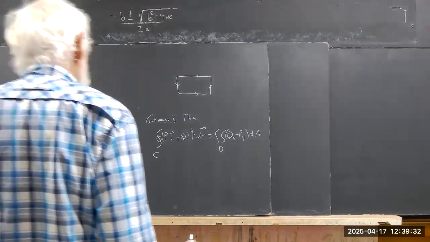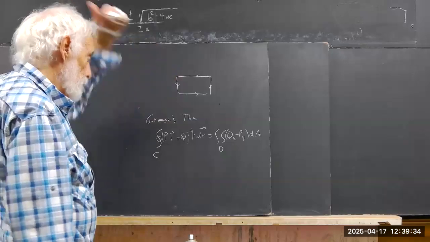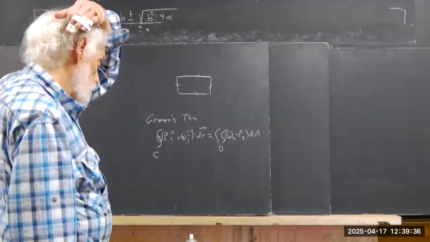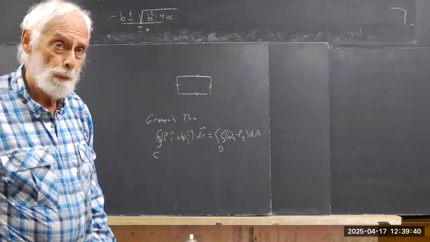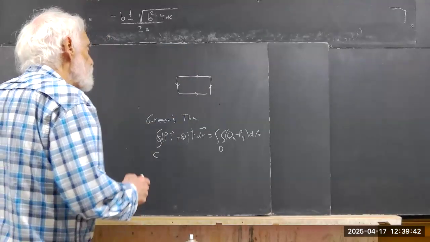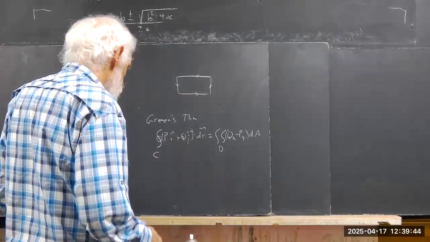Okay, last time we basically did a fairly rigorous proof of Green's theorem on a small rectangle. Okay. Without annotating everything.